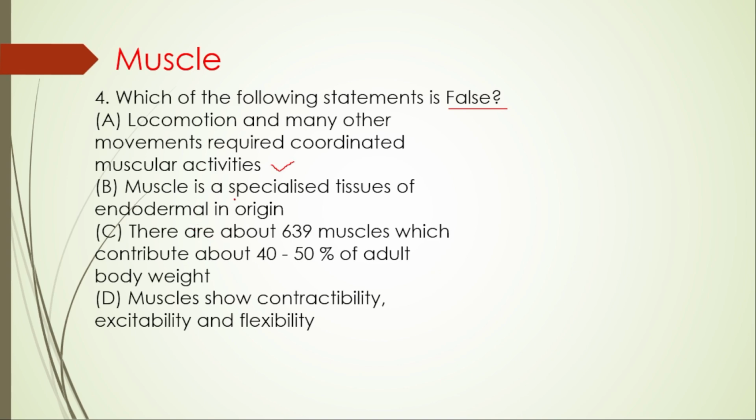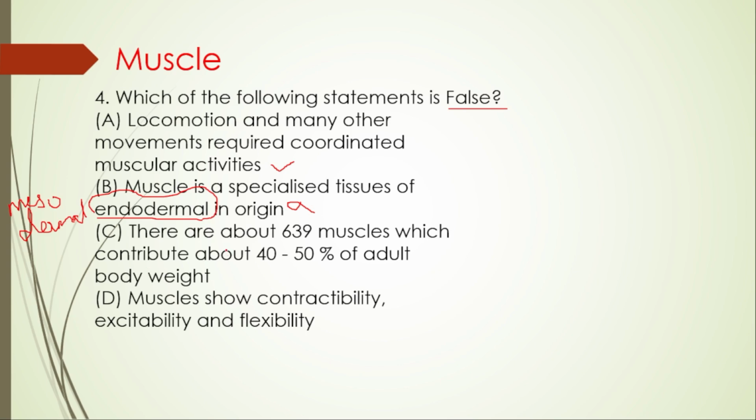And then B. Muscle is a specialized tissue of endodermal origin. This one is wrong. This one is false actually, because muscle tissue is mesodermal in origin, not endodermal. It is mesodermal in origin. That's why this one is false.